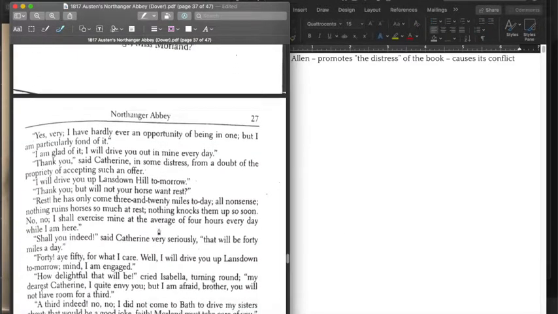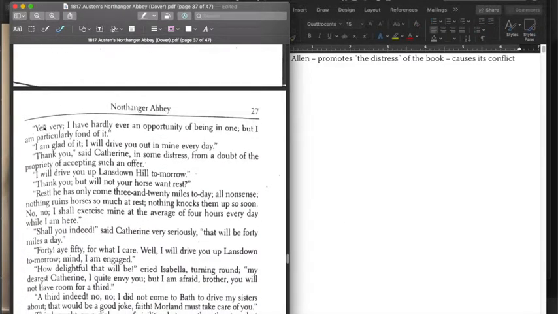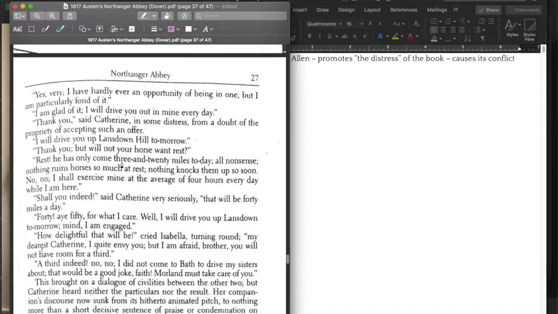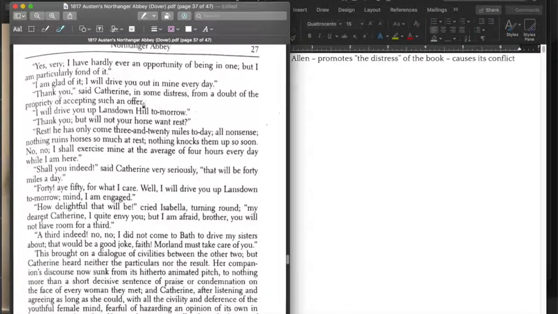Oh, he's like, do you like sports cars, Catherine? "Yes, very. I have hardly had an opportunity of being in one, but I am particularly fond of it." She's like, yeah, I love them. I've never been in one, but I am glad of it. "I will drive you out in mine every day." "Oh, thank you," said Catherine, in some distress from a doubt of the propriety of accepting such an offer. She's like, I don't know if I should be accepting rides with a guy I don't know that well.